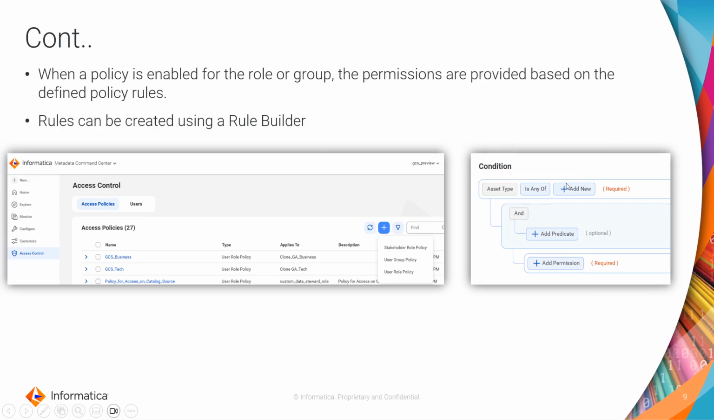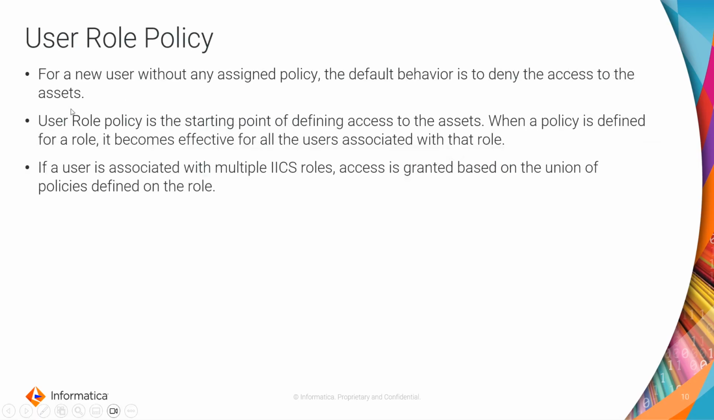So this is a snapshot of the same. We can select or create the asset type, whatever we need, and the permissions that we want to assign to that particular role. Coming to user role policies, for a new user without any assigned policies, the default behavior will be to deny access to all the assets in the org.